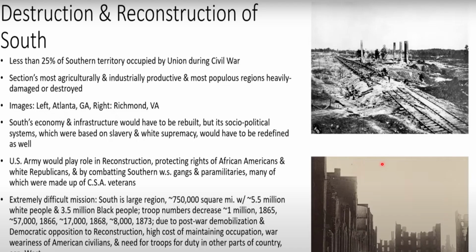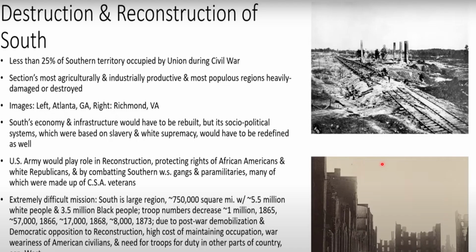And the U.S. Army will play a major role in Reconstruction, protecting African American rights, as well as the rights of white people that supported the Republican Party, who were white Republicans in the South, a very small minority at this point. And they're going to have to combat various Southern white supremacist gangs and paramilitaries, some of which had significant membership of Confederate veterans. And this is, of course, an extremely difficult mission.